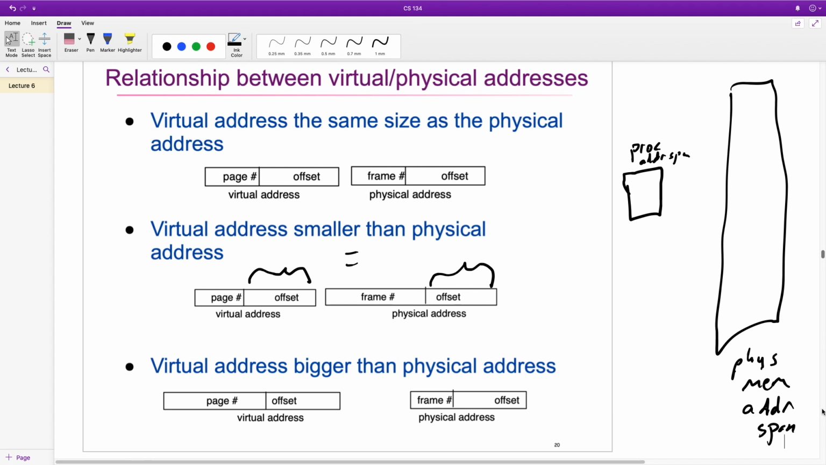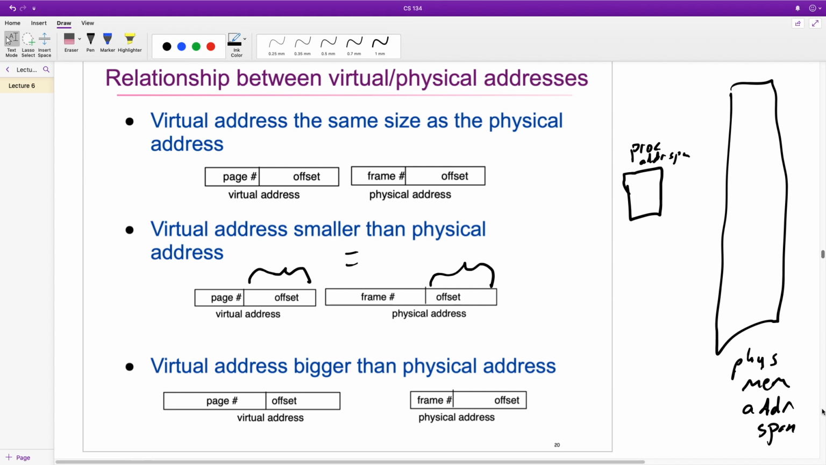But maybe it doesn't need all the memory. What could we do with the rest of the memory? Use it for other processes, right? An example here might be if we're running a 32-bit app on a machine with 64 gig of memory. Our address space for physical memory is bigger than 32 bits, but our process is only 32 bits. That's all it can access, and that's fine.